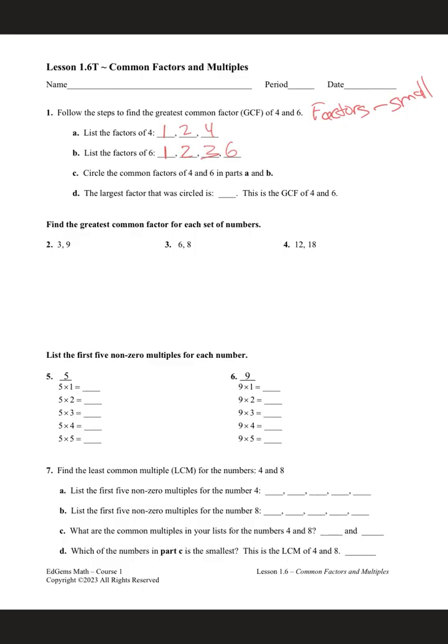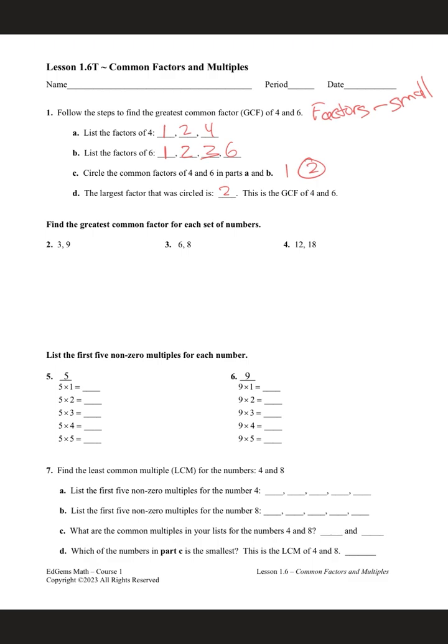It says circle the common factors of 4 and 6 in parts A and B. I'm not going to circle them. I'm going to list them, and there's a reason why. They have a 1 in common and they have a 2 in common. Then it says the largest factor that is circled, which is 2. So therefore, this is the greatest common factor of 4 and 6.